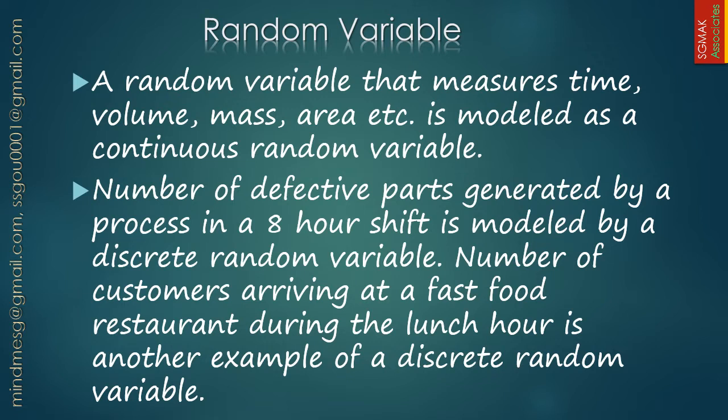Number of customers arriving at a fast food restaurant during the lunch hour. If you take a lunch hour 11:30 to 12:30 and watch how many people coming in a local fast food joint, if you collect it over a period of a week, you'll find that there is some variation. Every day will not be the same number. But what you're counting is how many people came in through the door during that 1 hour period. And you'll find that you have to treat that as a discrete random variable.